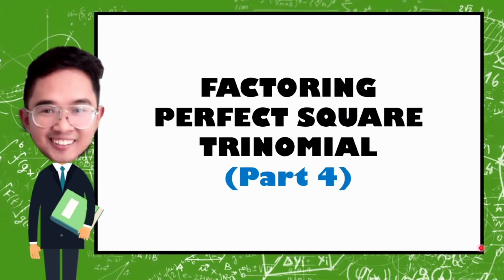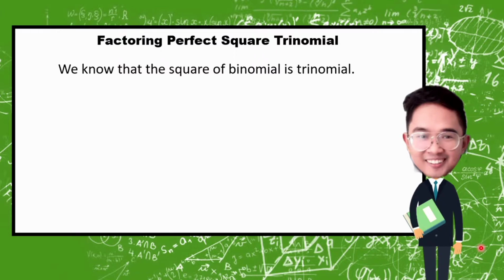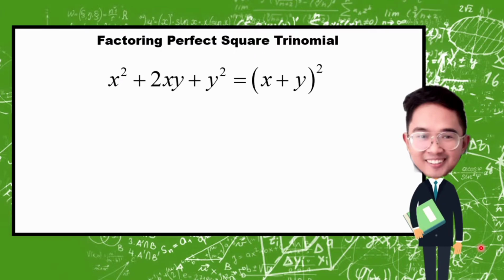Factoring Polynomials Part 4, wherein we are going to factor perfect square trinomial. We know that the square of binomial is trinomial. X squared plus 2xy plus y squared is an example of perfect square trinomial because the factors are the quantity of x plus y to the power of 2. Now, let's work backwards. If we are going to expand this, it will become the quantity of x plus y multiplied by the quantity of x plus y.